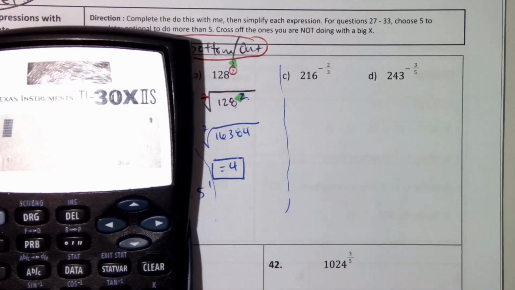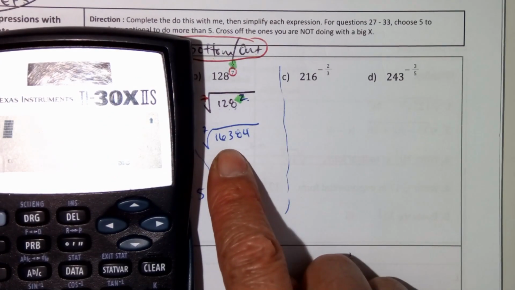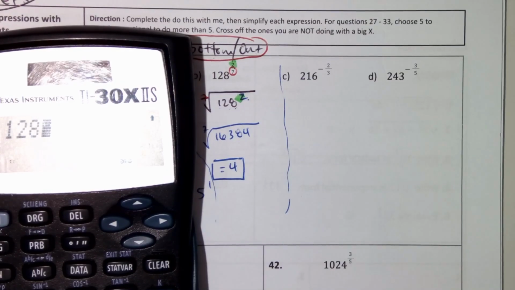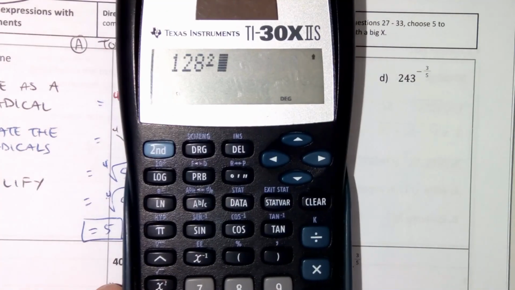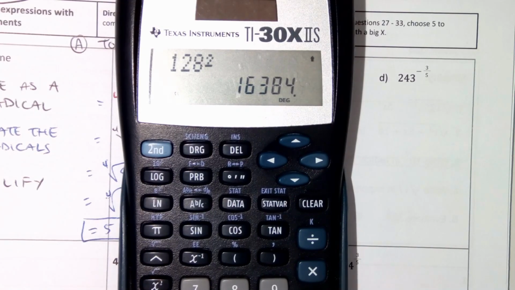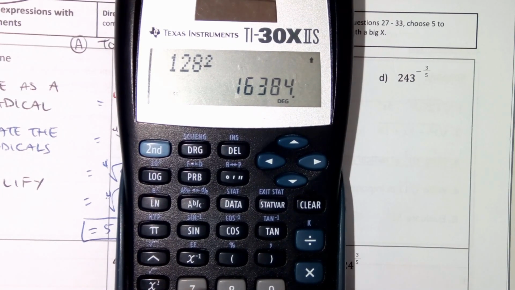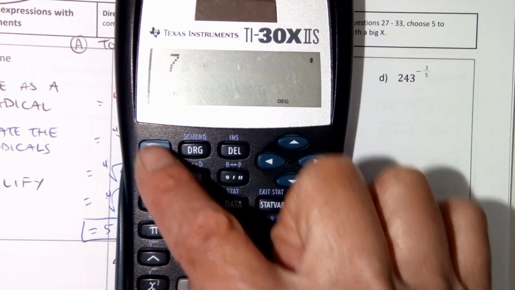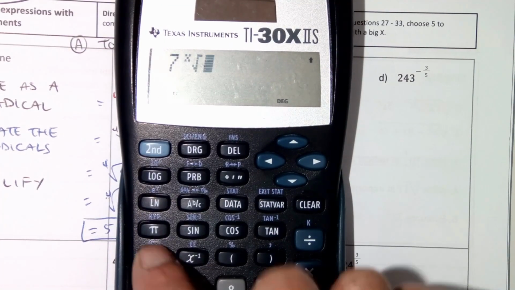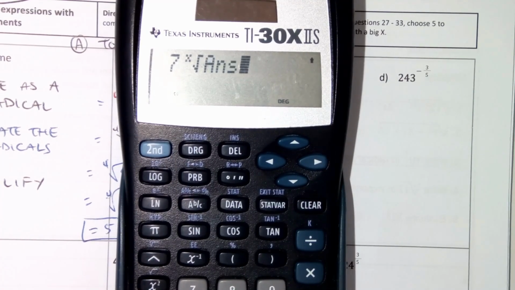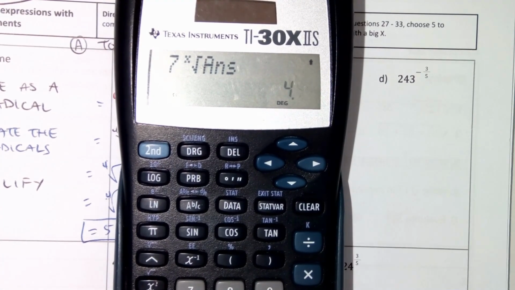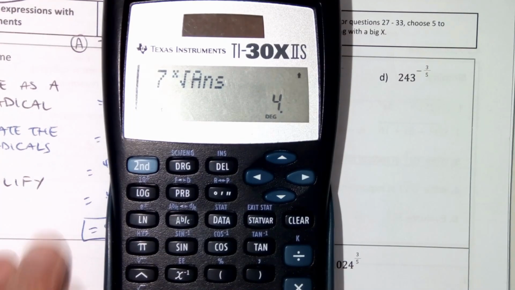Okay, with this calculator, I'm just going to type in that number first, 128 squared. Press equals. I get 16,384. And now I'm going to press 7, second, and then I have my answer, and you can also get that.